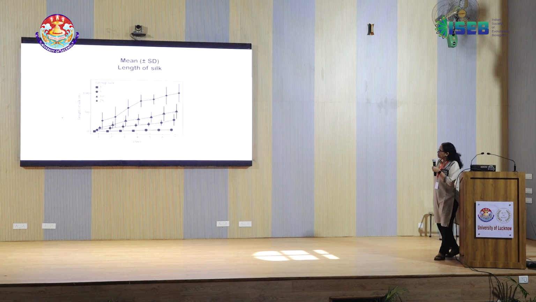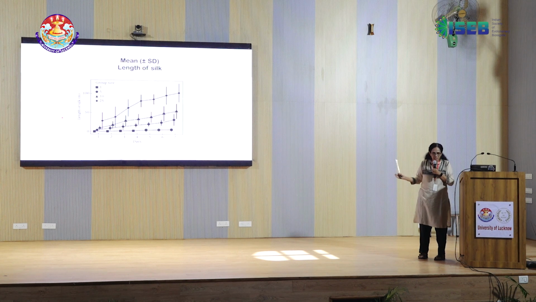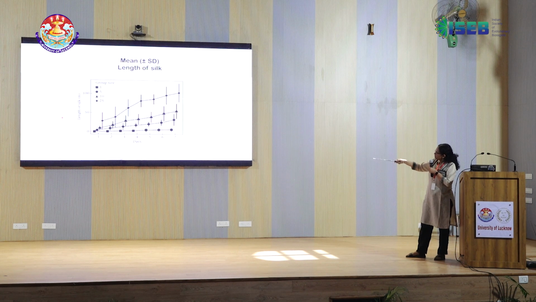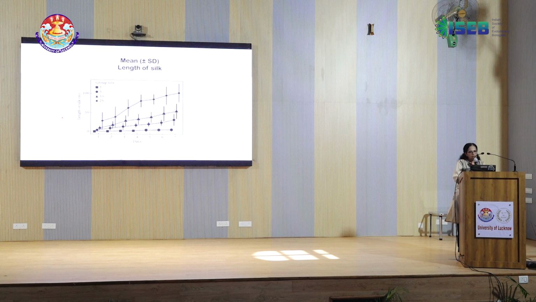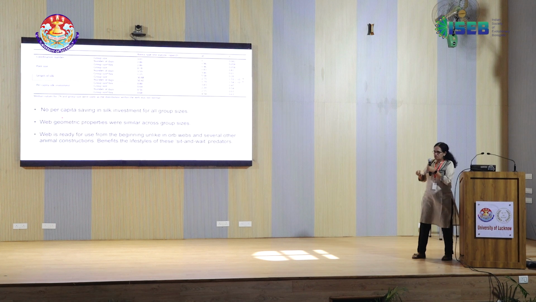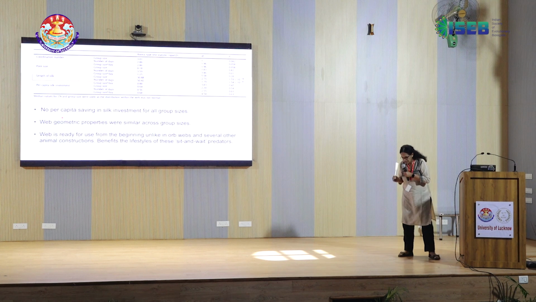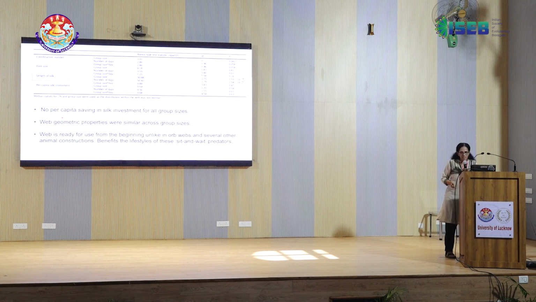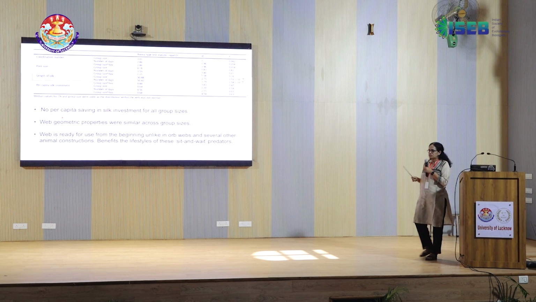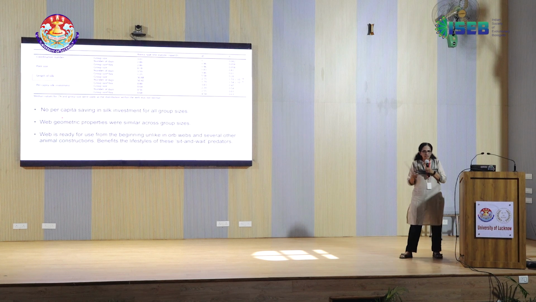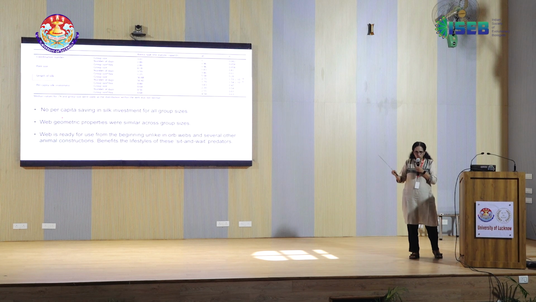So then we looked at the total amount of silk that was produced, and this is not a very surprising result because it just tells you that the more spiders in the colony, the more silk is going to be produced, right? When we looked at all the parameters, which I was telling you about, coordination number, pore size, per capita silk investment and length of silk, we only found a significant relationship for the length of silk with colony size. So basically, when we looked at the per capita silk investment, at least with the experimental group sizes that we worked with, we did not find that larger groups saved more silk, right?